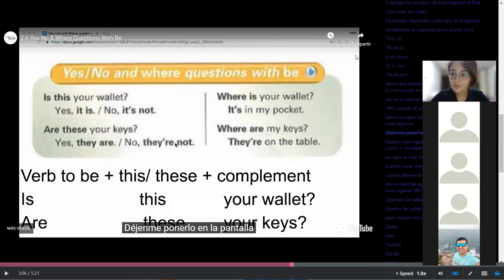When do you use mine? Okay, excellent question. So when I am answering, cuando yo estoy contestando, yo puedo decir que algo es mío de esta diferencia. Lo usamos así. Ambos son posesivos. Vamos a poner otra pantalla. Vamos a ponerlo aquí en limpio.